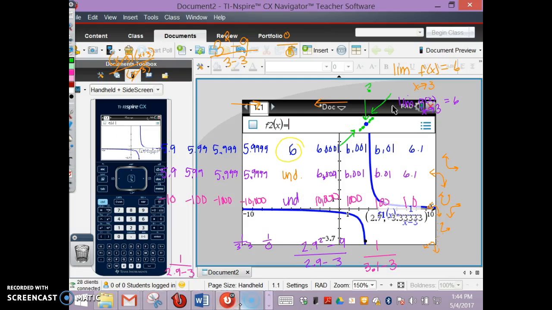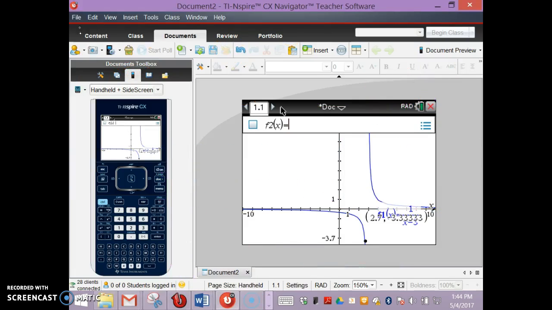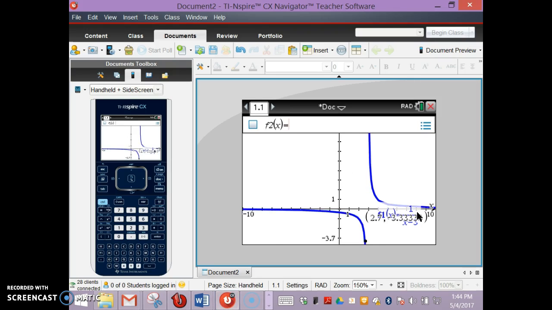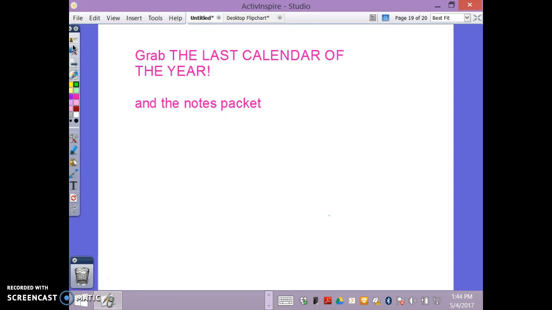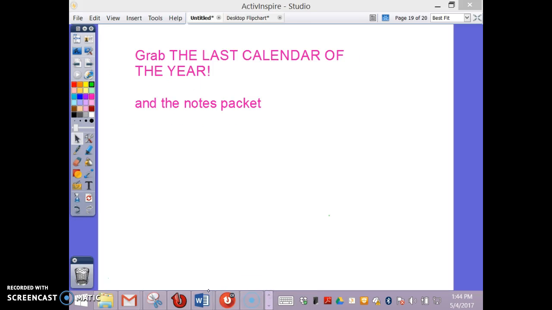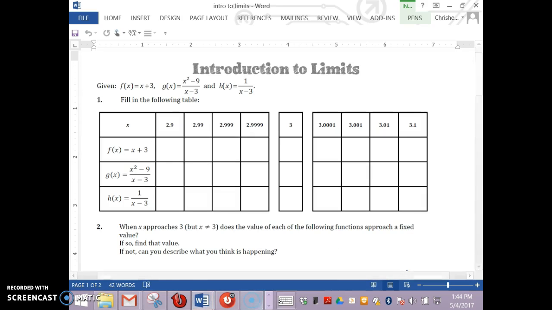This one is where the limit doesn't exist. Why? Well, they're going off in different directions. When I look at this and I say, as I get closer to 3, this one's going up. As I get closer to 3, this one's going down. That's not the same number. So we would say that this one, the limit does not exist. Mean Girls, the limit does not exist.